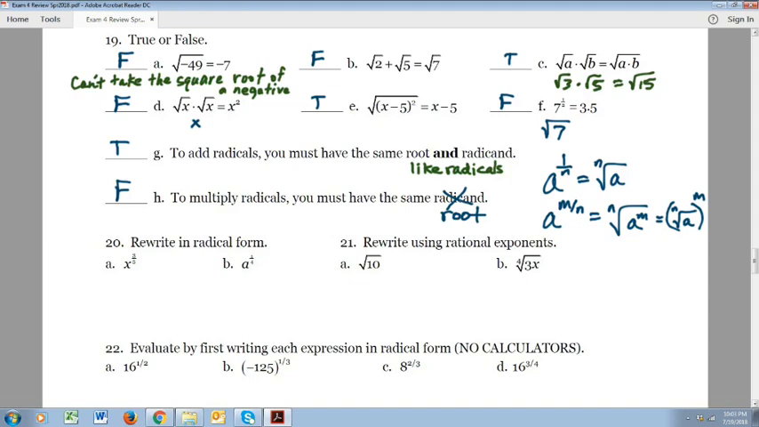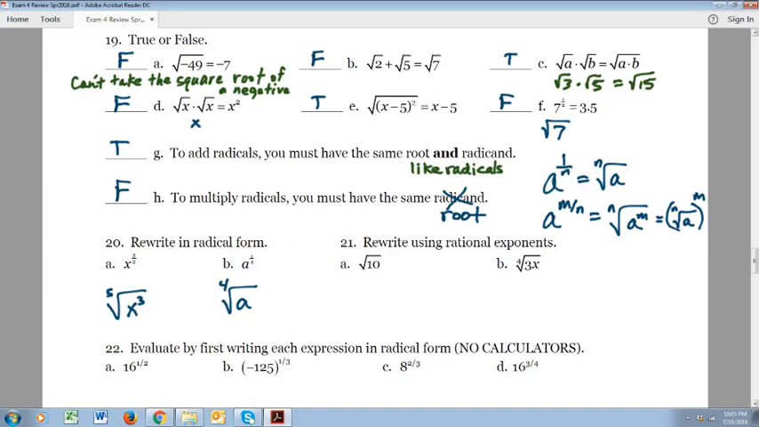So in number 20, we got x to the 3/5 power. That's going to be a 5th root. And we can put the 3 inside or outside. I'm going to put it inside on this one, but it doesn't really matter. A to the 1/4 power, that's going to be a 4th root of a.